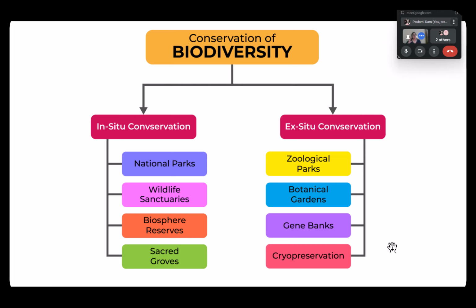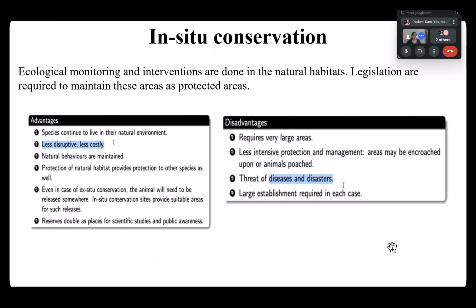Ex situ: you have zoological parks, botanical gardens, gene banks, and cryopreservation. These animals or plants are moved out of their natural habitat into a safeguarded environment, and that is where their conservation takes place. Let's look into their advantages and disadvantages individually.